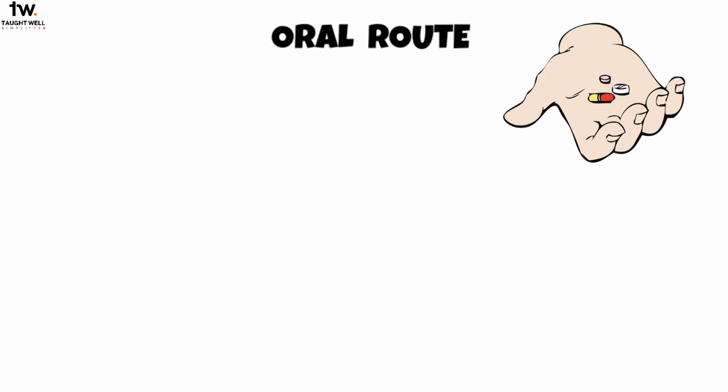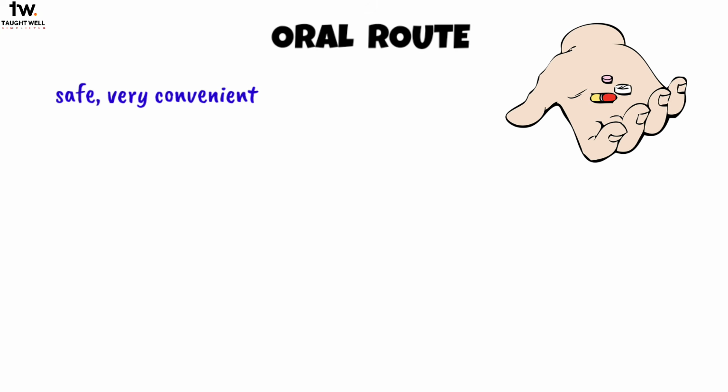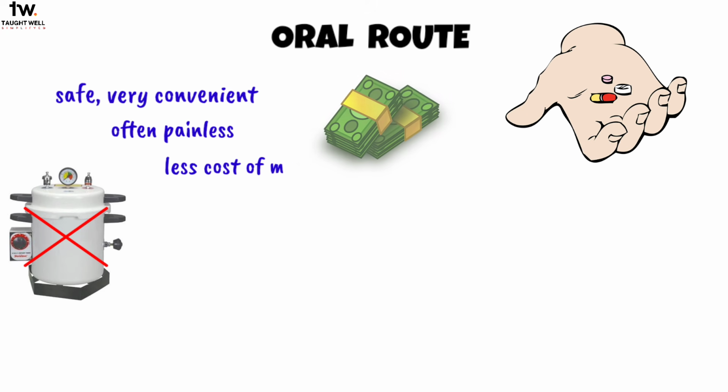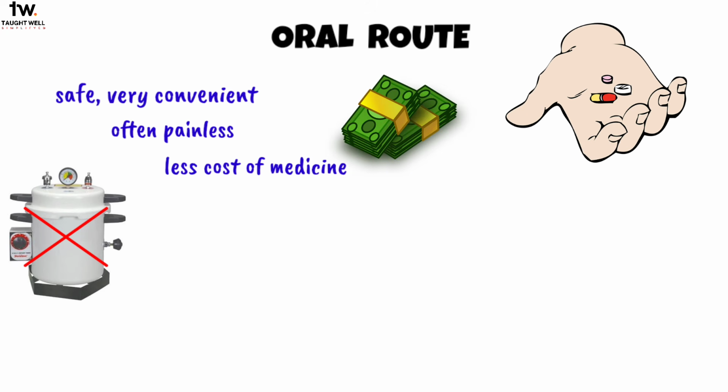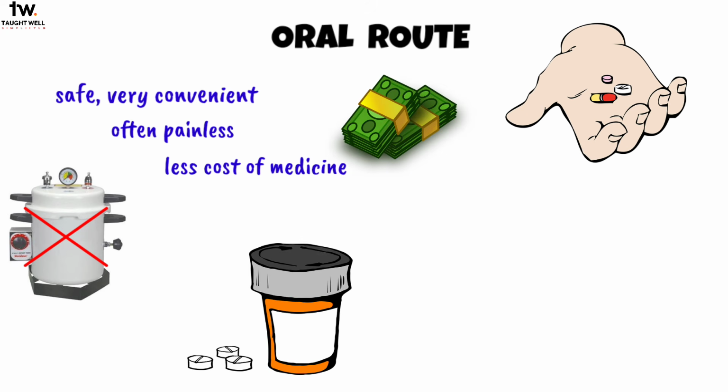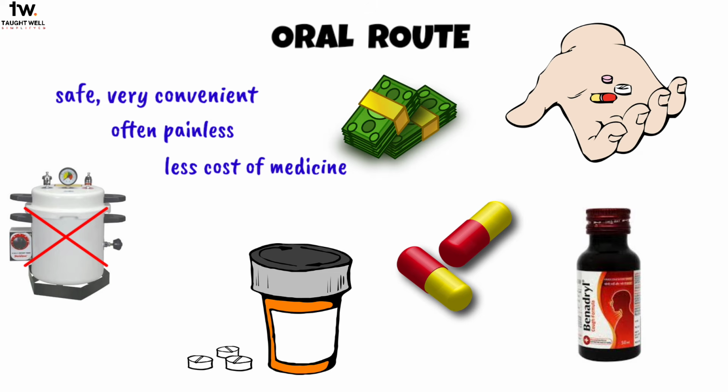Oral ingestion is probably the oldest and most common mode of drug administration. It is safe, very convenient, the patient does not need assistance, it is non-invasive, often painless, and the medicament need not be sterile, and so the cost of the medicine also goes down. Both solid dosage forms, such as powders, tablets, and capsules, and liquid dosage forms, such as elixirs, syrups, emulsions, and mixtures, can be given orally. However, there are certain limitations that oral ingestion has.